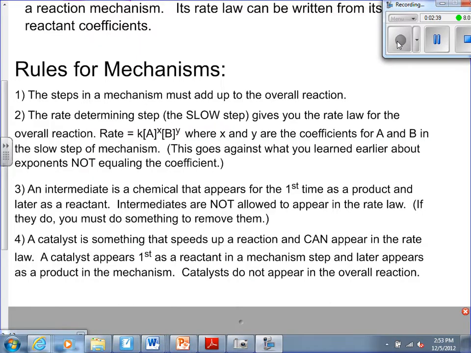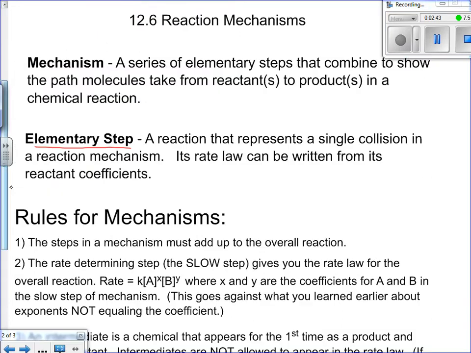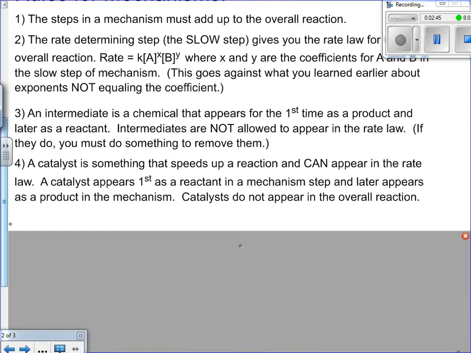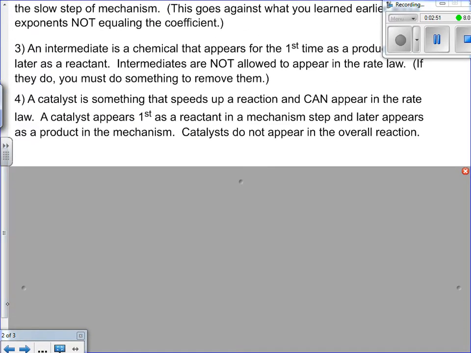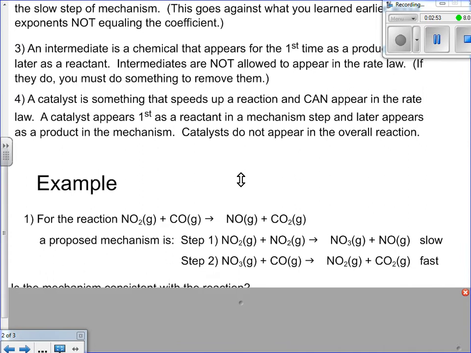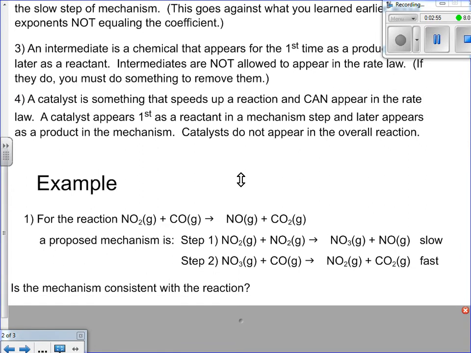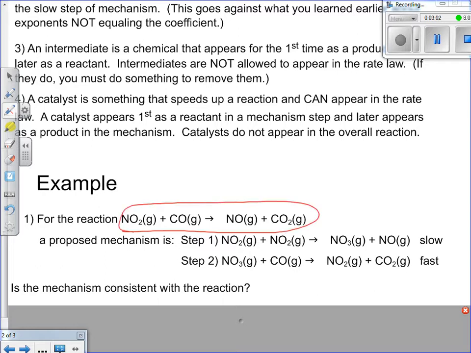So now we're going to return back to mechanisms, and we're going to do an example. So again, pause if you haven't taken the time to read through this. But here we go with our examples. We have a reaction right here. This is the reaction we're trying to get to. And we have a proposed mechanism right here.